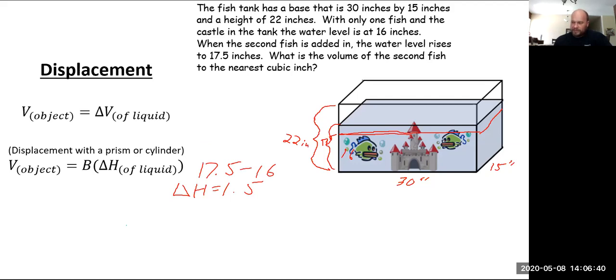So now we can take that and plug it into our formula. Well, our base is a rectangle, so we have 30 by 15. So using our formula, we're going to take the base. We have the volume, sorry, the height of the liquid, the change of it was 1.5. For the base, we're going to go ahead and plug in those two dimensions, 30 times 15. So now 30 times 15, that's going to be 450.